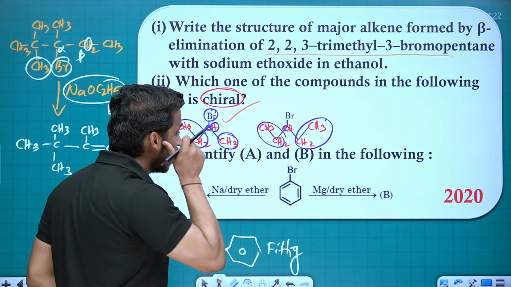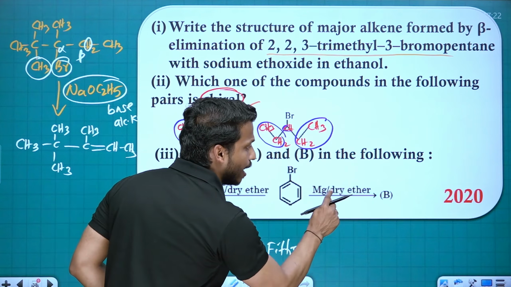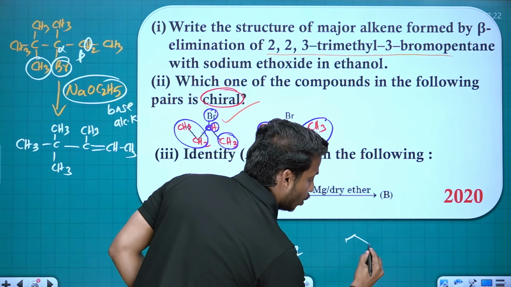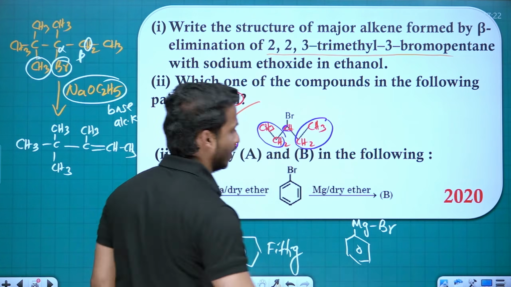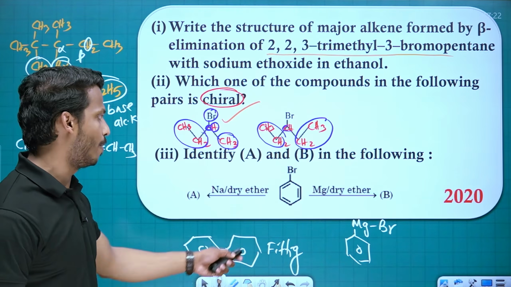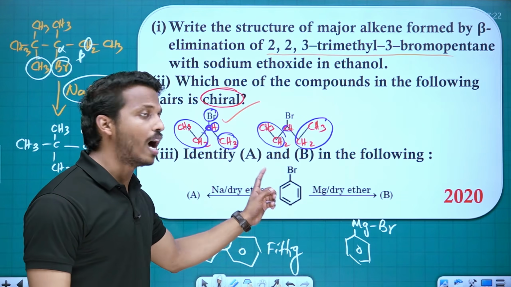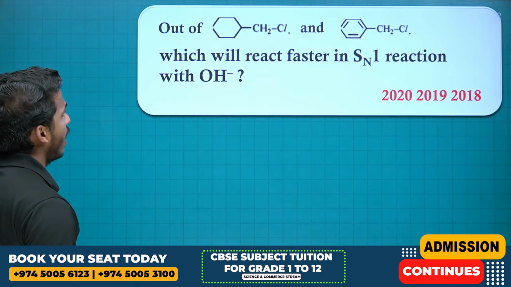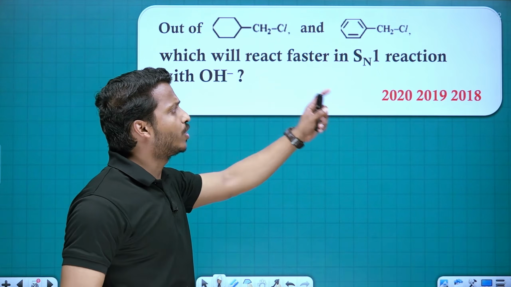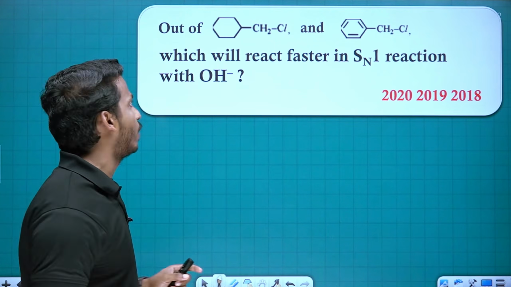But what about here? Haloarene, when reacted with magnesium in dry ether, you will get the Grignard reagent, phenyl magnesium bromide. Right? Phenyl magnesium bromide. We studied how haloarenes behave with sodium and magnesium metal. Next one. In 2020, 2019, 2018, they repeated one question.